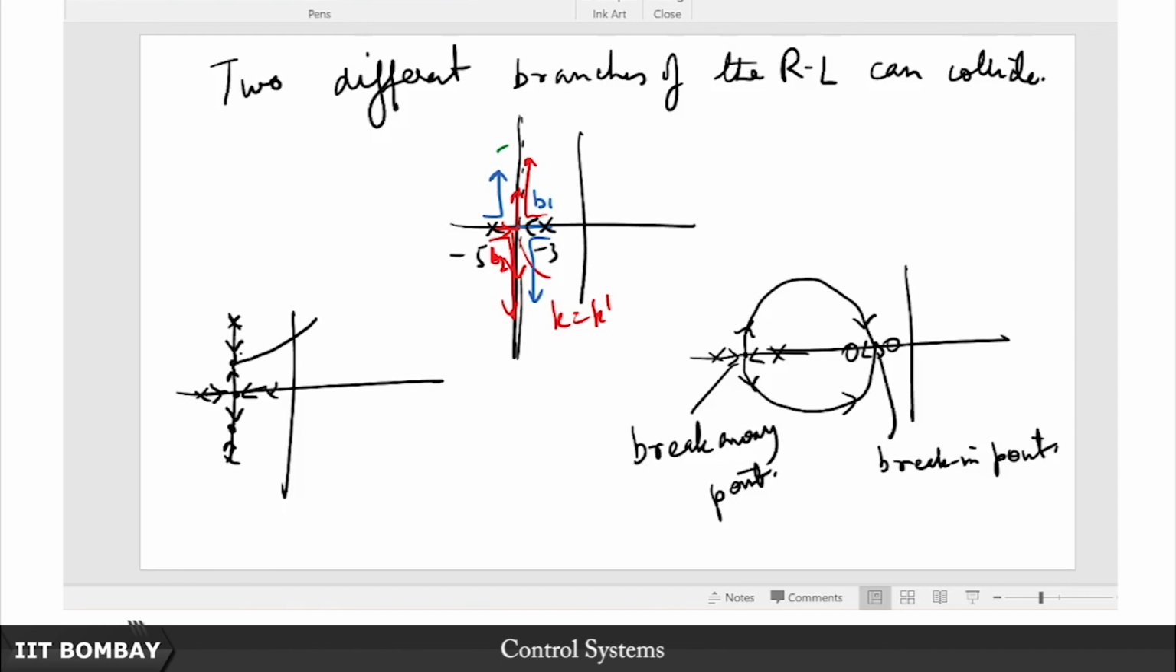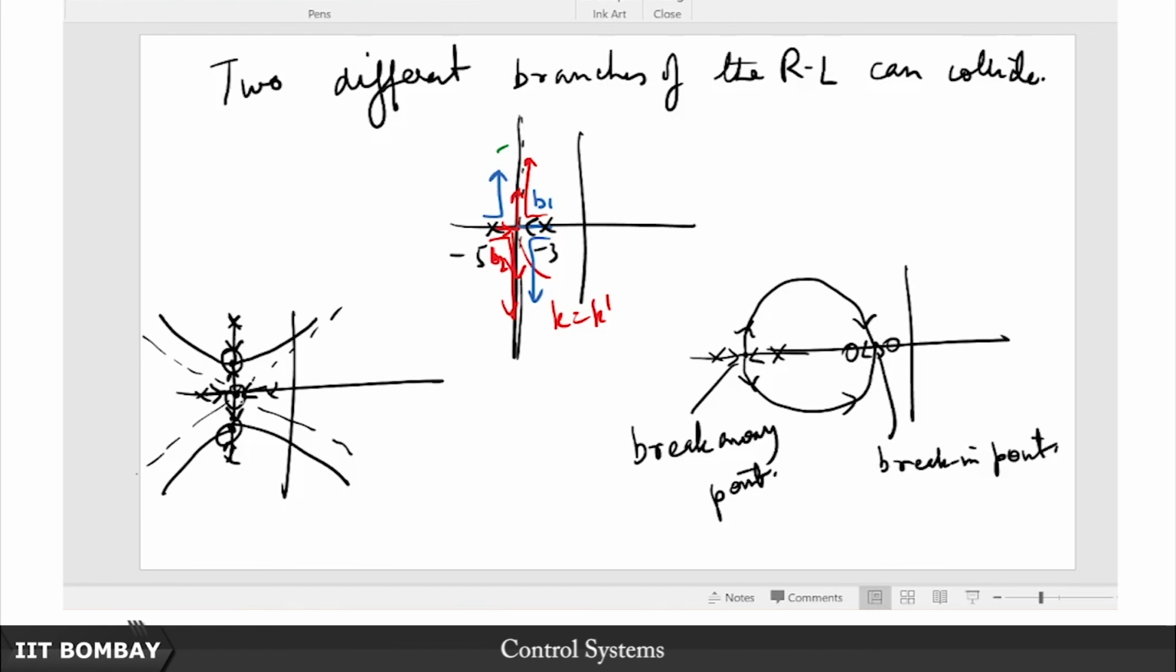So you might have something like this, a root locus that looks something like this. Why am I drawing it like this? Because there are 4 poles and no zeros, so I know that the asymptotes are along these directions. Notice that this is also a breakaway or break-in point. So there are 3 breakaway or break-in points in this case.